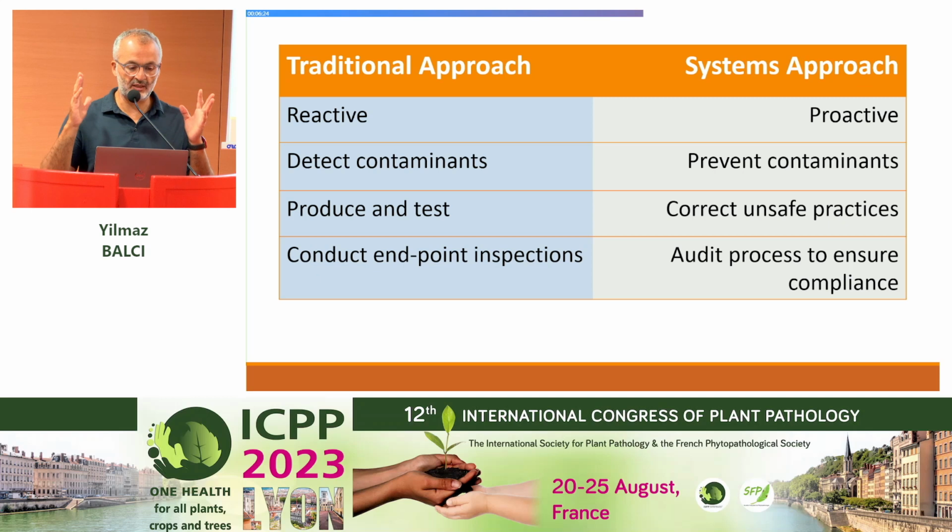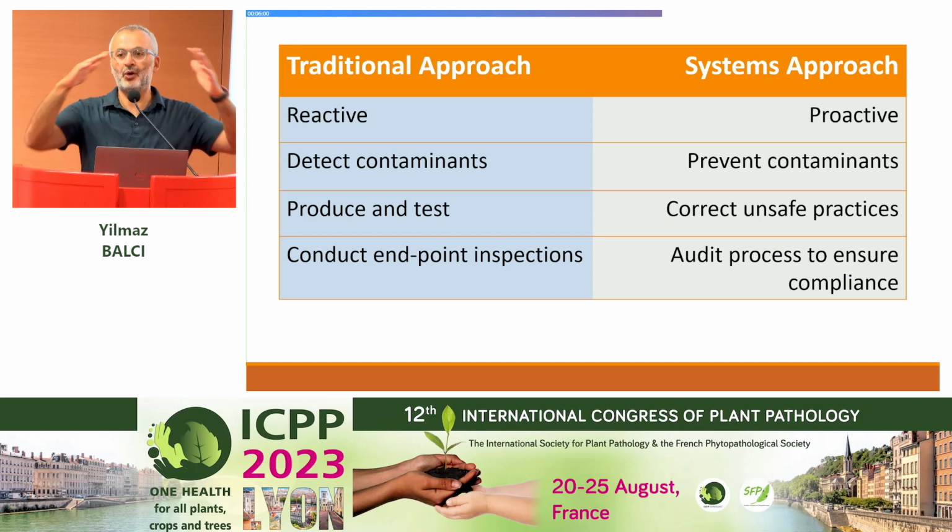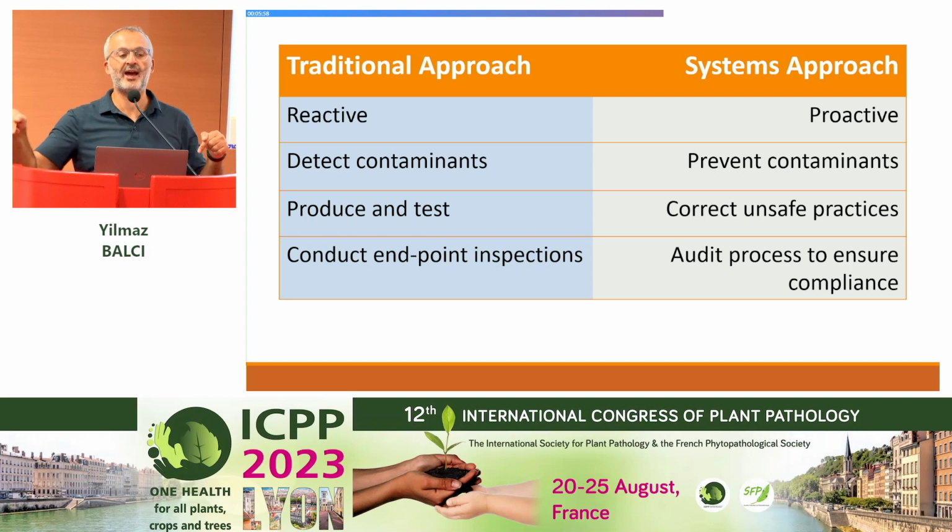And in the traditional approach, when an issue emerges, we do an endpoint inspection. So we fly or go there and try to find out why this particular thing came up or emerged, why that contamination emerged. But in a systems approach, it's an audit. So you look at the whole system, why it happened, and what has led to this occurrence. So there is actually a fundamental shift from the traditional approach to a systems approach.